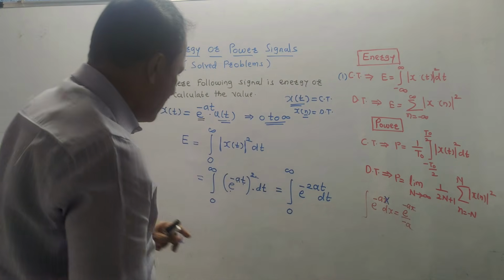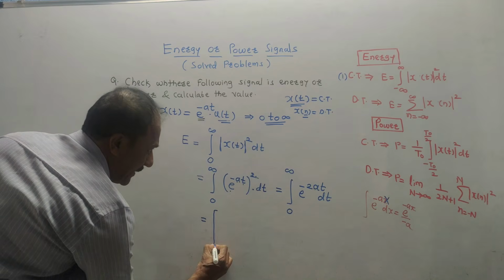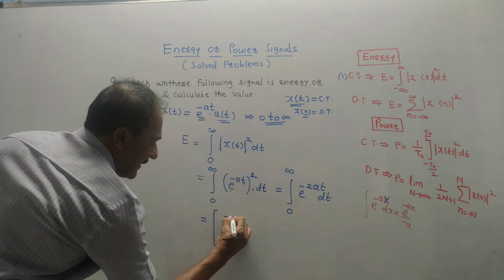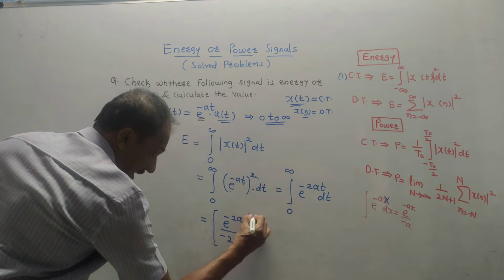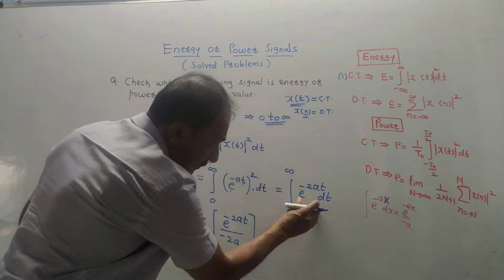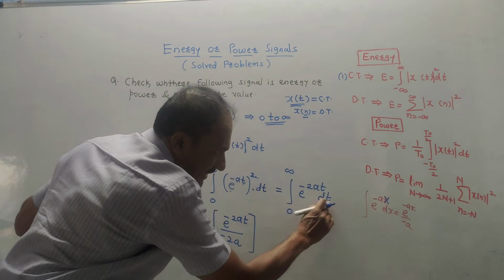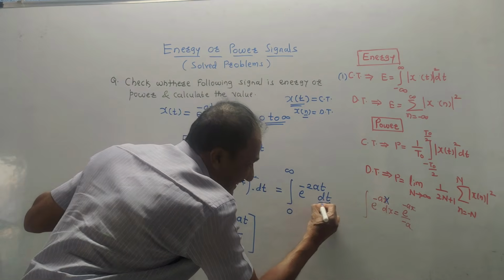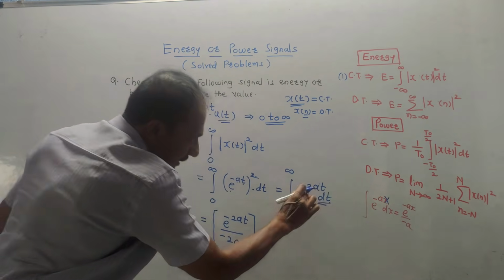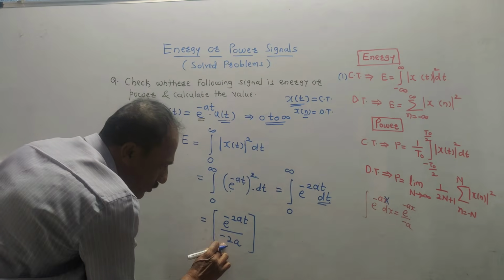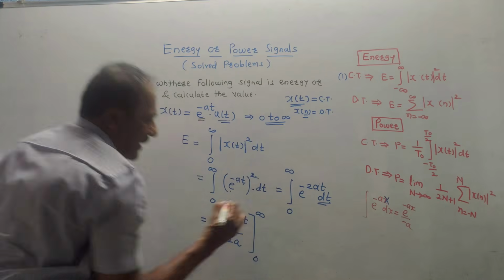Very simple logic. So if I apply the same technique, I will get the answer of integration e raised to minus 2at upon minus 2a. How come? What I said: if you are integrating e raised to a term, then write that term as it is. Integration is with respect to t because dt is there. So skip the t term from the power. The remaining power term is minus 2a, so it is getting divided by minus 2a. Limits are 0 to infinity.